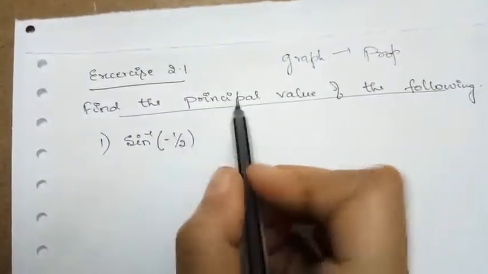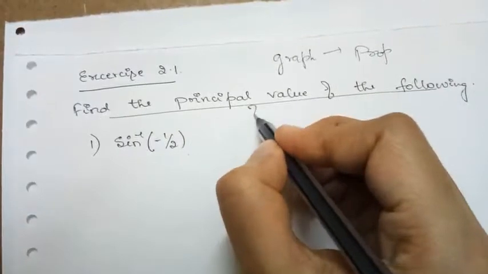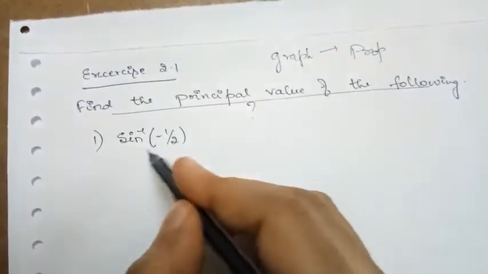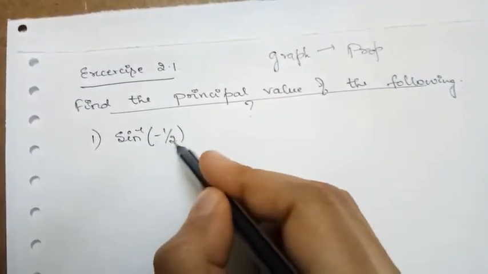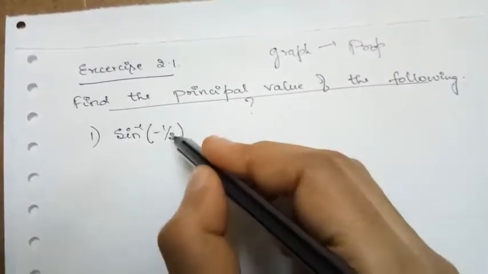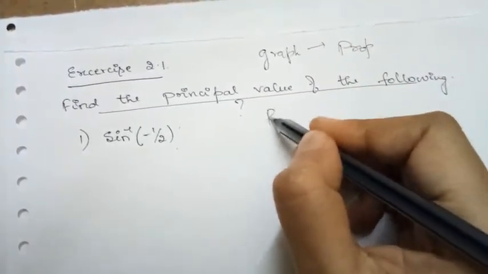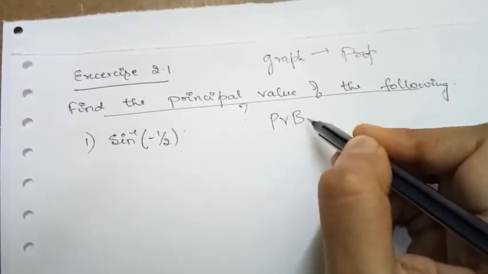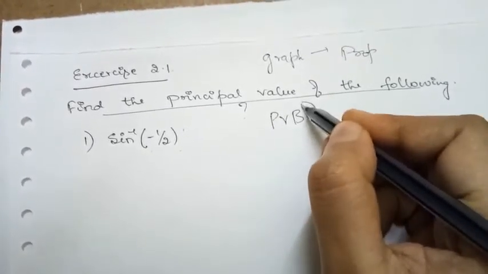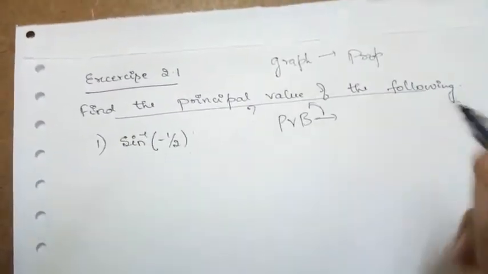So we need to find the principal value. So what is this principal value? The value of sine inverse of minus 1 by 2, the value of this function should be lying within the principal value branch. Then that value is called a principal value. So sine inverse of minus 1 by 2.